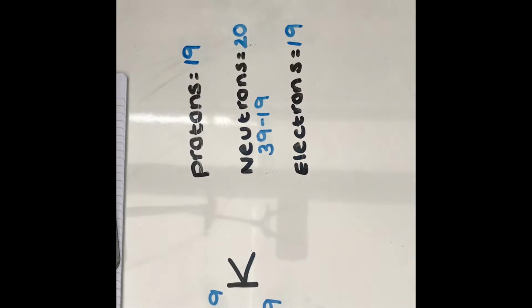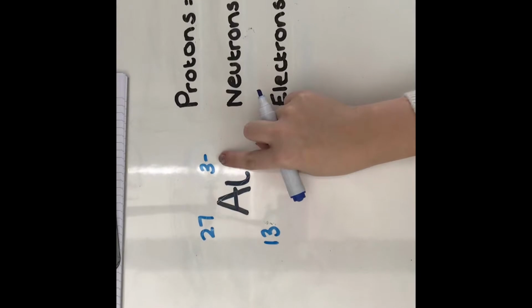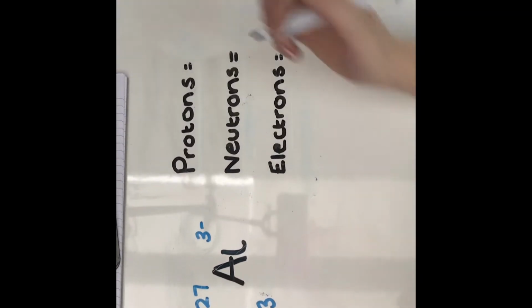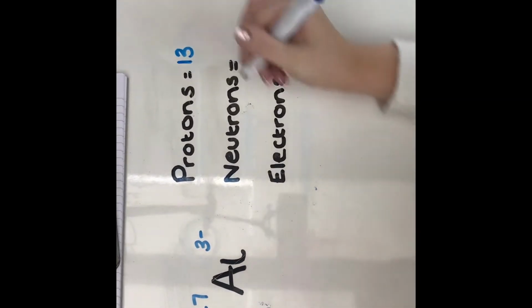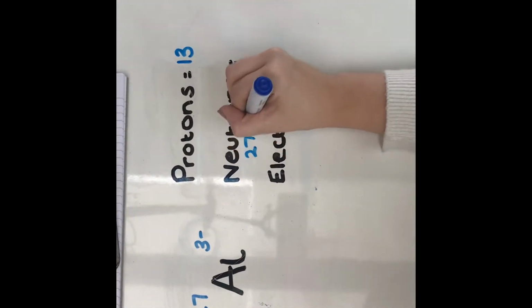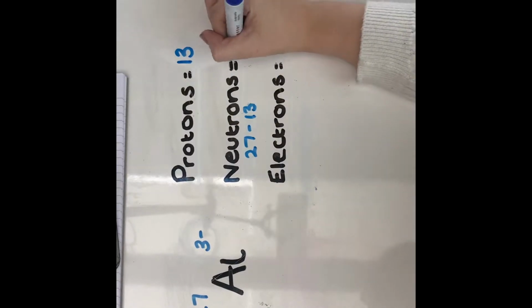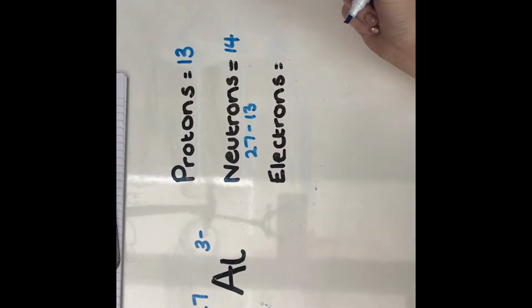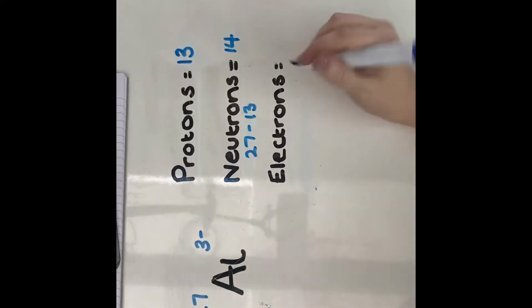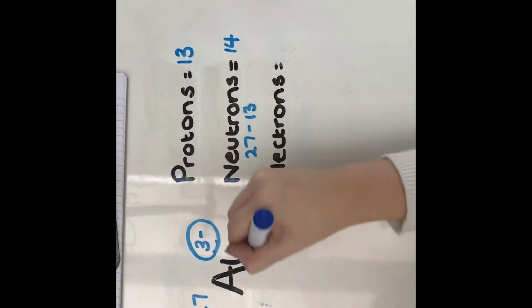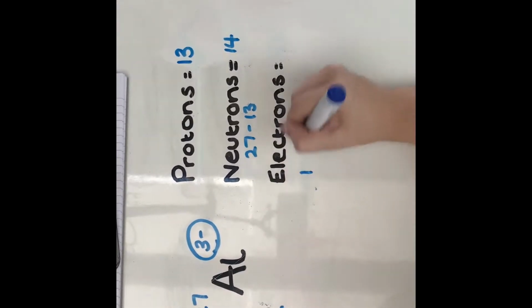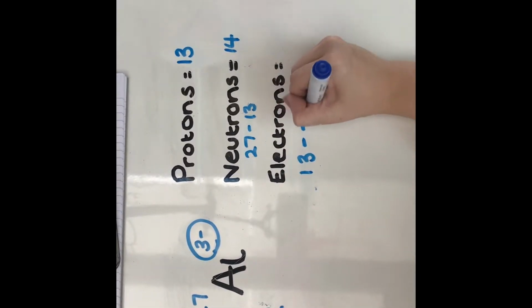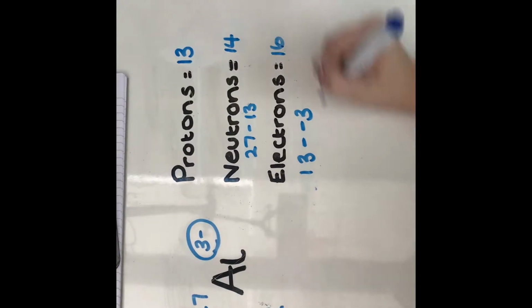And now we're going to be looking at the ion. The ion we've chosen is aluminium with a -3 charge. The way to work out the protons and neutrons is the same. The protons is the atomic number, which is 13. Neutrons would be 27 minus 13, so it equals 14. But because it is an ion, the electrons is worked out differently. So you have a charge, so you have to minus that off the atomic number. So it'd be 13 minus 3, which equals 16, because a minus and a minus makes a plus.